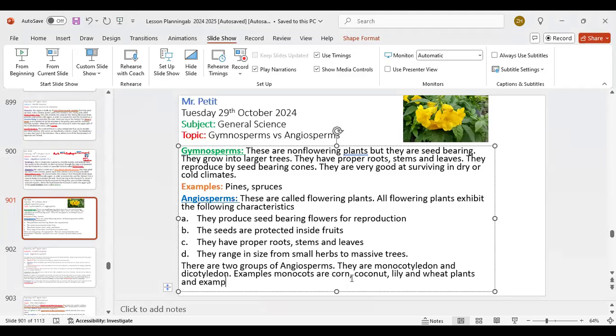And examples of dicotyledons, or dicots, are peanuts, peas, beans, and avocado.